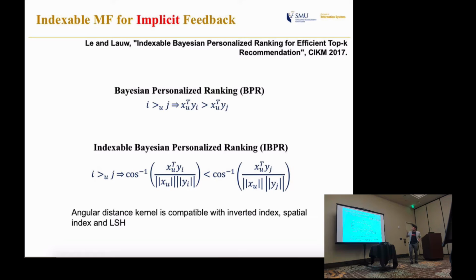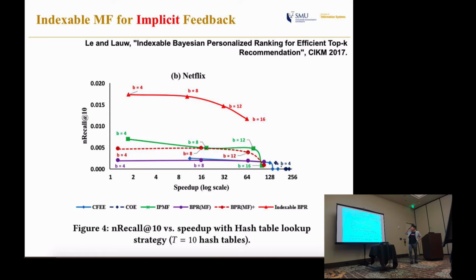Now, we look at a few experiments. This is on Netflix data. Now, the methods being compared here, so the red line above is IBPR, and this is based on LSH.